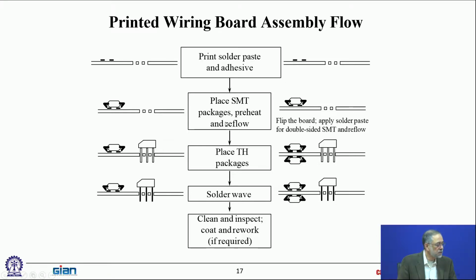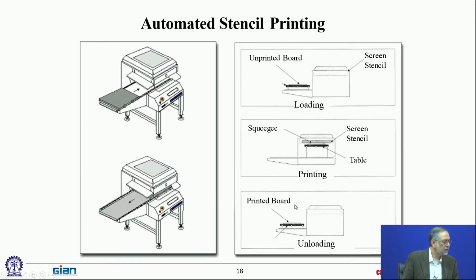Okay, so SMTs, surface mount, will go through a reflow oven. So these are surface mounts. They will go through a reflow oven, and the through hole ones usually will go through a solder wave process. So we'll talk about that very briefly at the end. Okay, so two different soldering processes. Okay, so here's stencil printing.